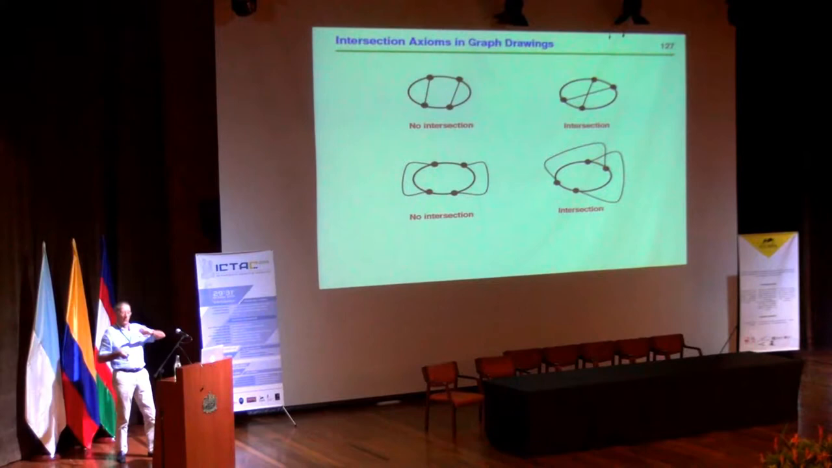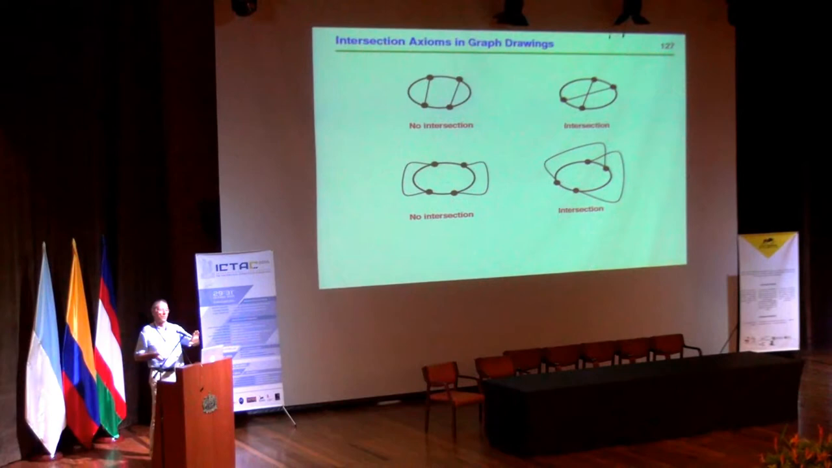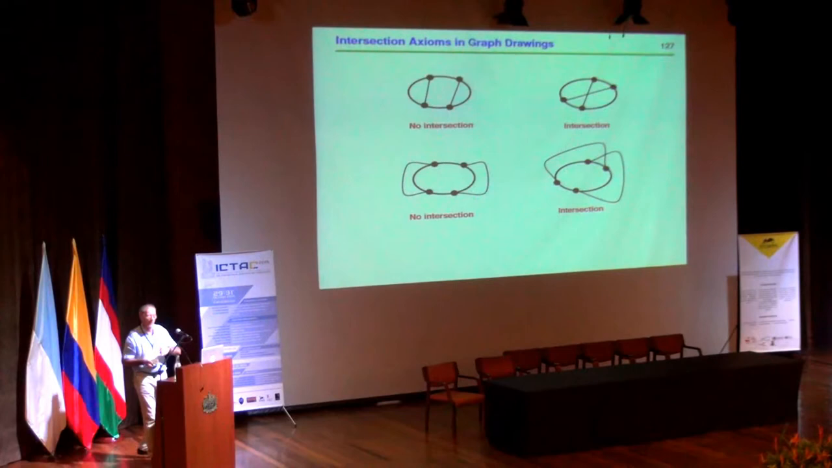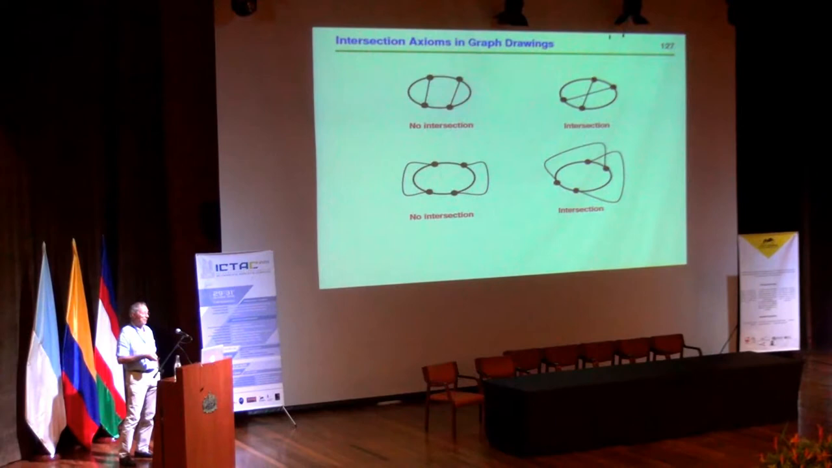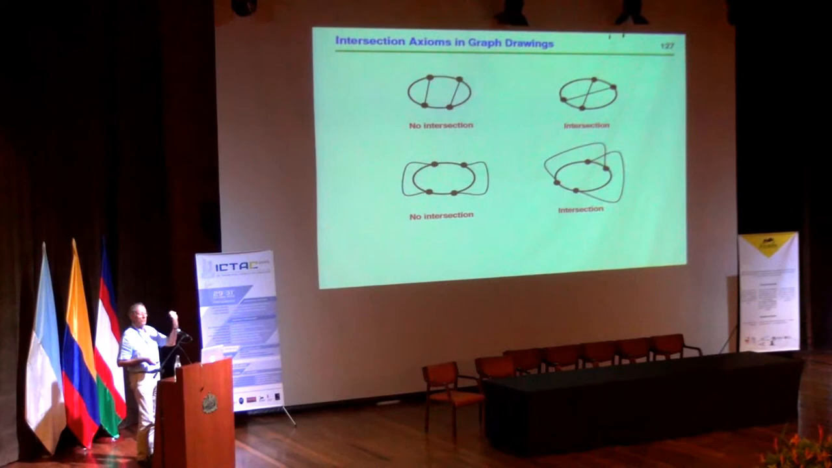Before entering into the theorem, I defined some axioms in graph drawings. In the paper, all the drawings that I've shown on the slides are represented systematically by some set theoretic predicate. Here, in the first axiom, we have no intersection. Here we have either no intersection, but here we have intersection, and also here we have intersection. These are called the intersection axioms, and we are going to use them in the proof.